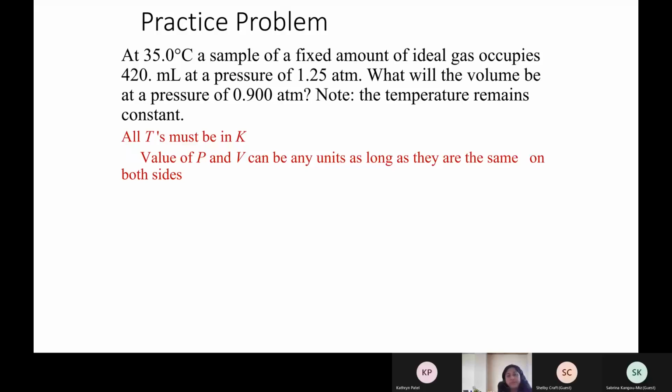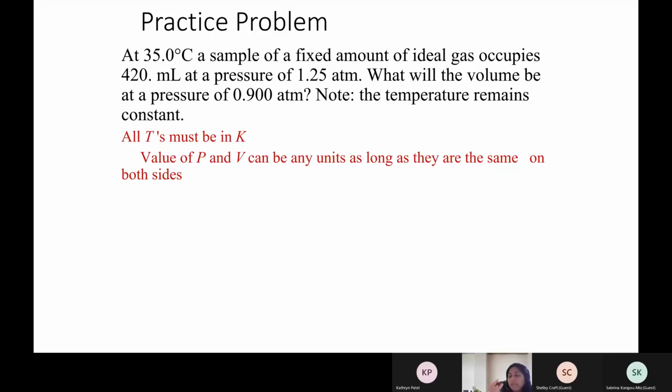At 35.0 degrees Celsius, a sample of a fixed amount of ideal gas occupies 420.0 milliliters at a pressure of 1.25 atm. What will the volume be at a pressure of 0.900 atm? Note the temperature remains constant. This is something that you're going to practice or start doing.